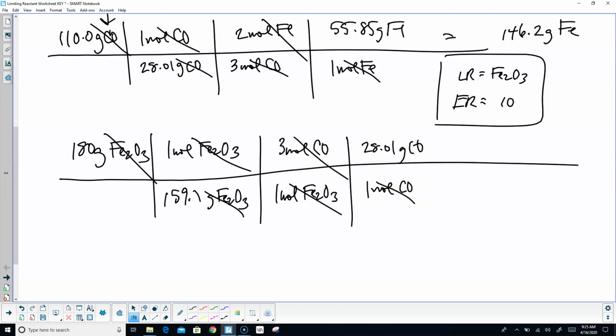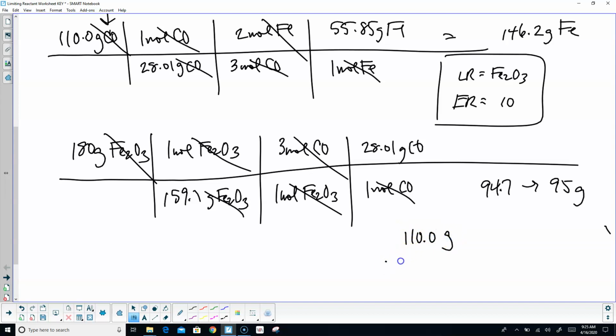Moles cancel. I'm ready to solve, so it's going to be 180 times 3 times 28 divided by 159. When you do so, you end up with, what is it, like 94.7, which we have to round up to 95. Because of the 2 sig figs, it's not kilograms, grams, I'm sorry. 95 grams.